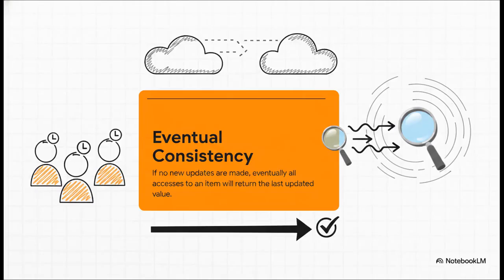And that brings us to the core philosophy behind Dynamo, eventual consistency. The promise is actually pretty simple. If things quiet down and no new updates are coming in, then eventually everyone who asks for the data will get the same latest version. So instead of making everyone wait around for one perfectly synchronized state, Dynamo says, nope, we're going to prioritize speed and making sure the lights are always on. It's a deliberate trade. Give up a little bit of immediate consistency to get rock-solid availability.